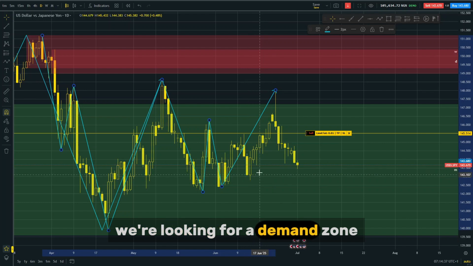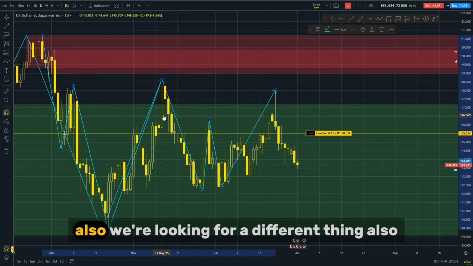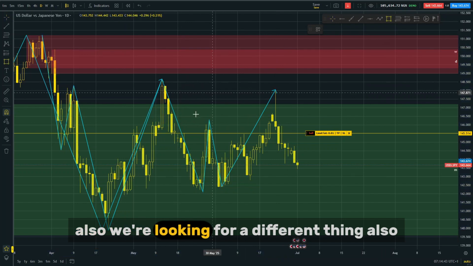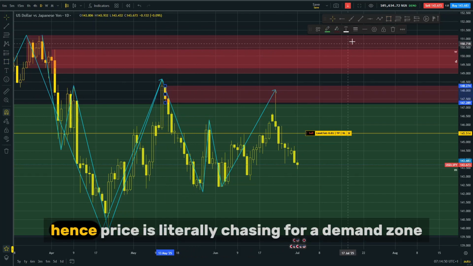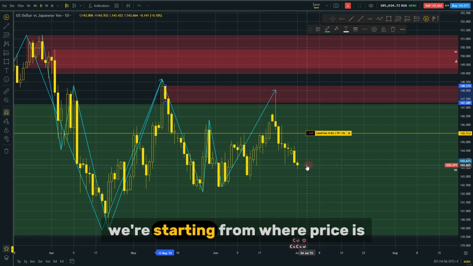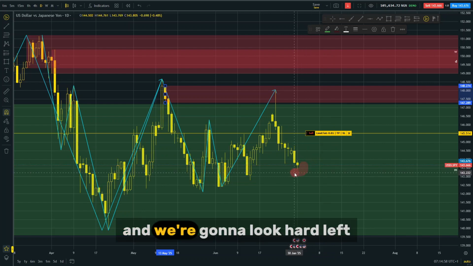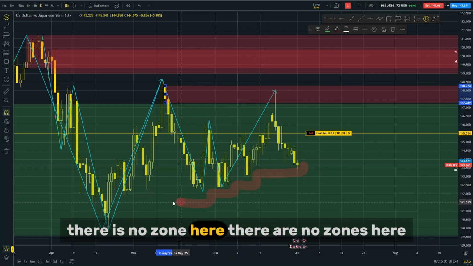We're looking for a demand zone where we expect price to push away from. Also, there's a supply zone here that price respected recently. Hence, price is literally chasing a demand zone. Now let's do the demand zone finding on the daily. We're starting from where price is, and we're going to look hard left. There's no zone here. There are no zones here.